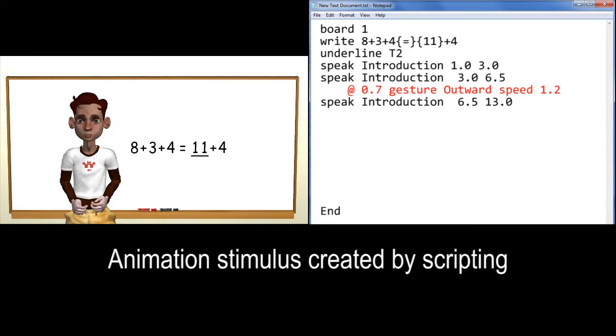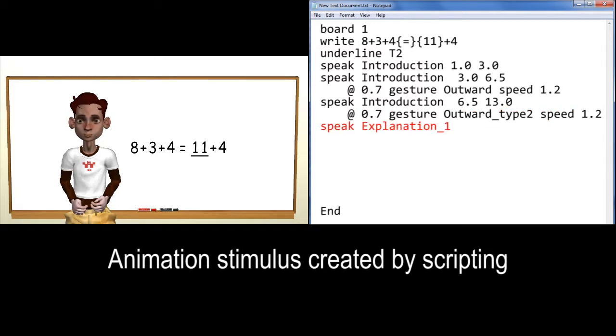Parallel outward focus charisma gestures are added to enhance the delivery of the introductory sequence. Today we're going to learn about the equal sign. The equal sign is a symbol that tells us about the two things on either side of it.